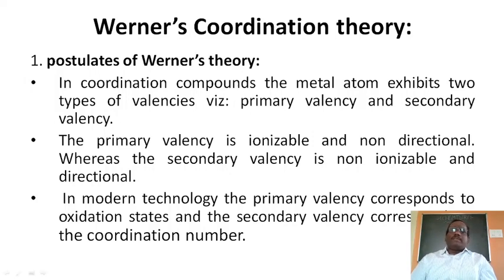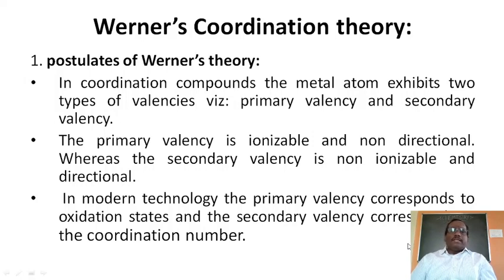For example, in simple salts only one type of valency is possible. For example, NaOH, Na plus and OH minus. Na exhibits only plus character. CaCl2, Ca plus 2 is one kind of plus 2 oxidation state. Carbon has tetravalency, combining capacity 4, only one type of valency.